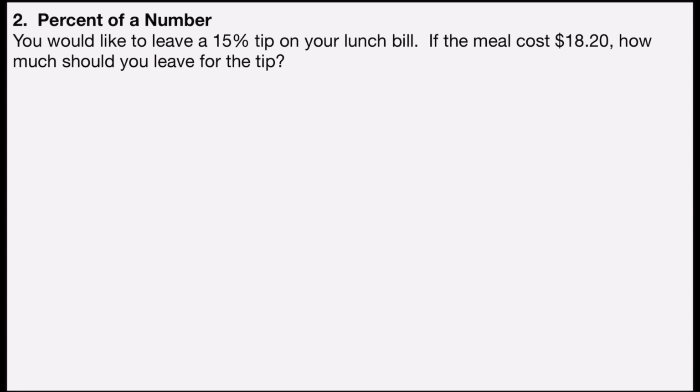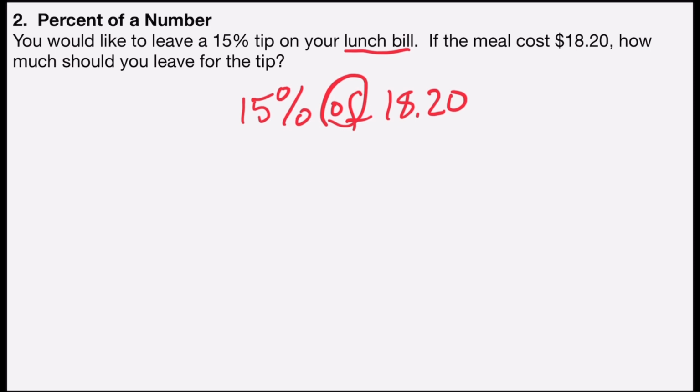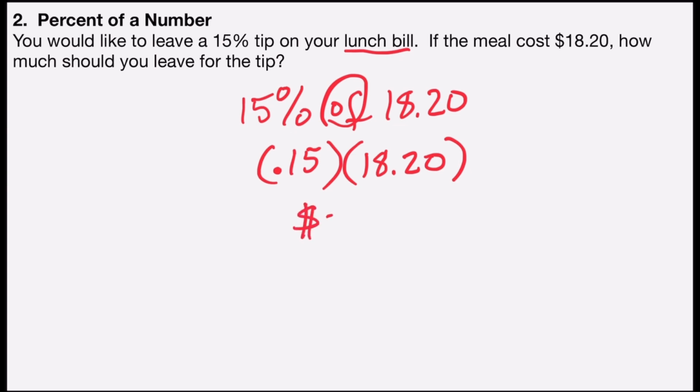So this problem is similar to the first problem where we want to find 15% of the lunch bill, which in this case is $18.20. Of indicates multiplication, so I'm going to multiply 15% in its decimal form, 0.15, times the bill for the meal, which is $18.20. If I type that into a calculator, I find out the tip that I should leave is $2.73.